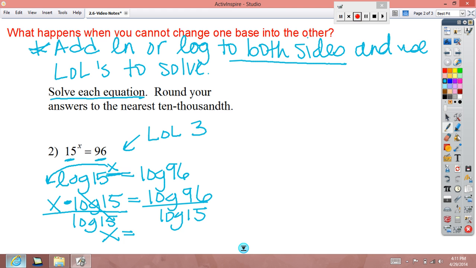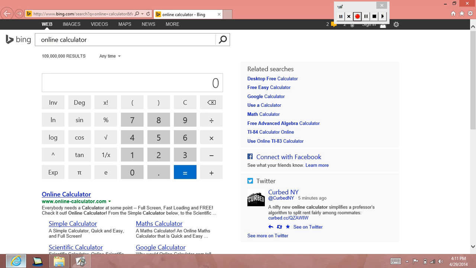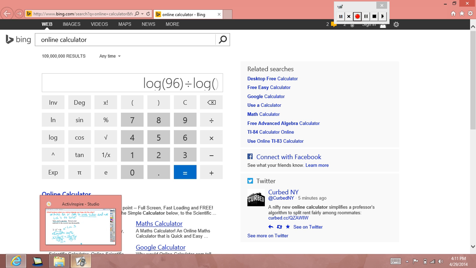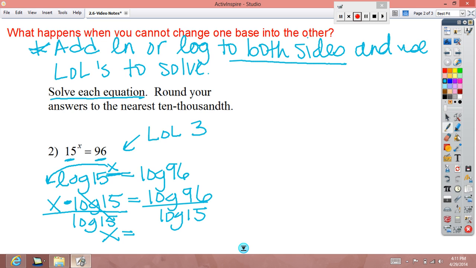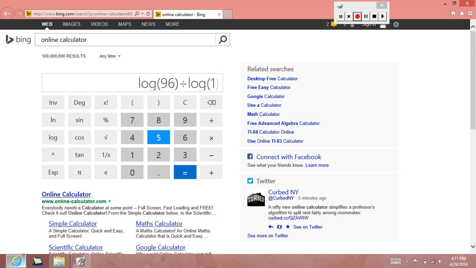So I'm going to go back here and use my calculator. Log 96 divided by log of 15. So log of 96 divided by log, what did I say, 15? Okay, and that's my value for x.